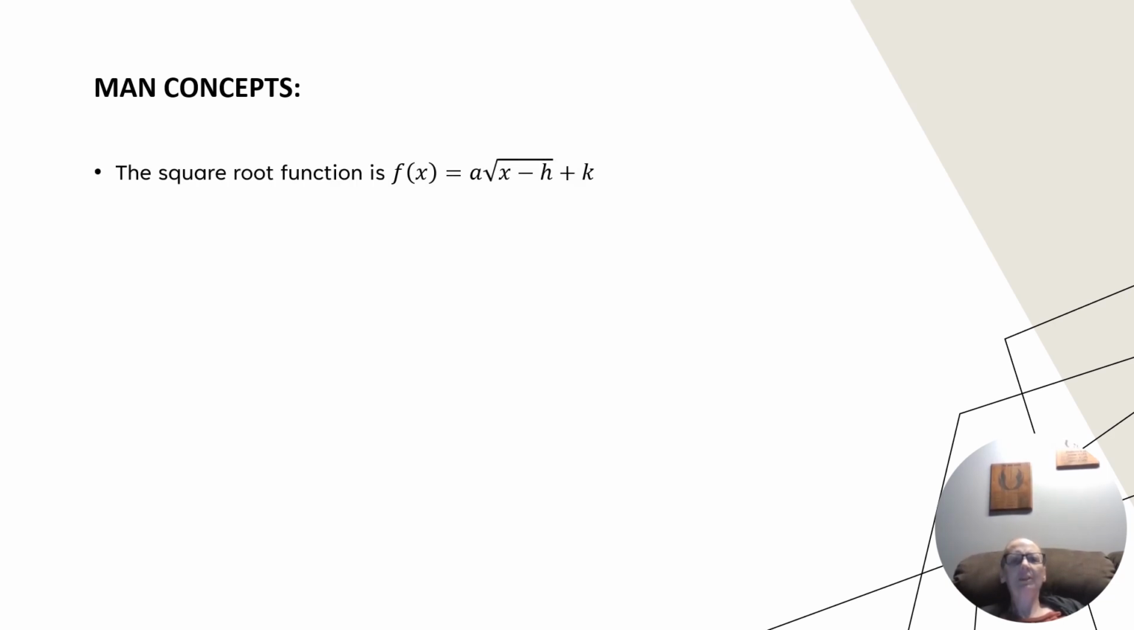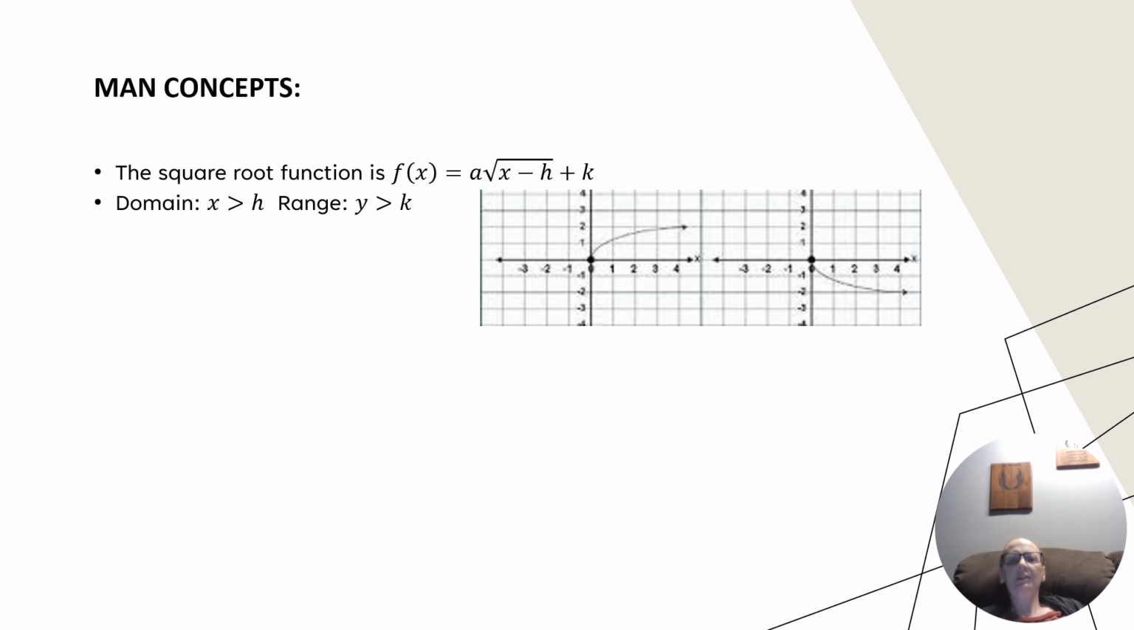So let's cut to our main concepts for today. The square root function is f of x equals a square root of x minus h plus k, in that same format. And our domain is everything greater than or equal to h in x and everything greater than or equal to k in y. So you can see the base graph here. It's going to start at your vertex, and then it's going to curve over to the right like a normal function, and if you turn it upside down, that's what that looks like.